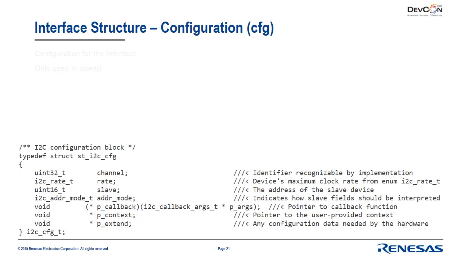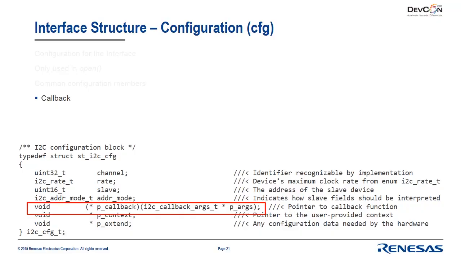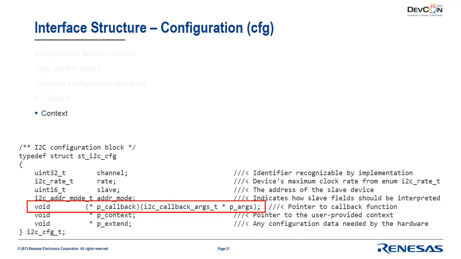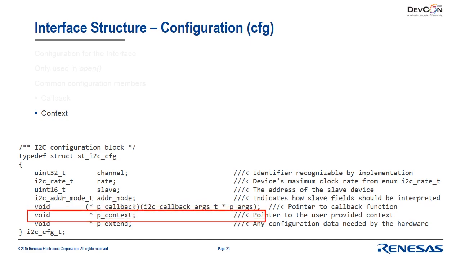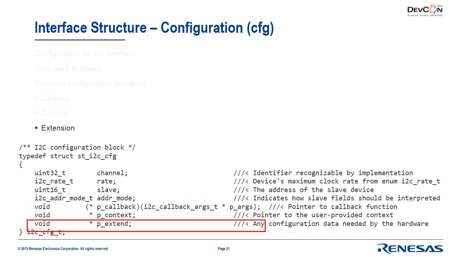We've been using it, and you'll see there some members that you probably recognize: channel, the rate, slave address, address mode. There's several common configuration members I want to point out and go through. And this is probably going to be common in almost all the modules you use, especially at the driver layer. And that's the callback, the context, and the extension, the pextend. Let's look at more of those in detail.